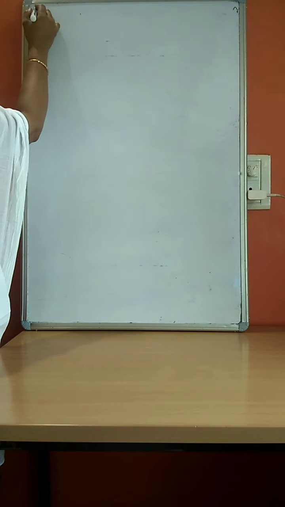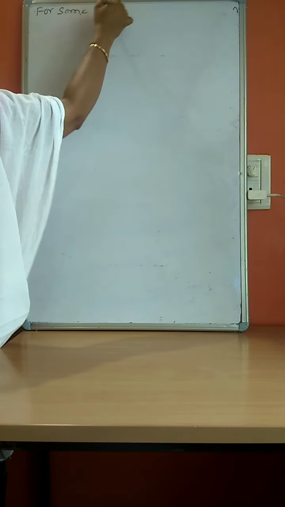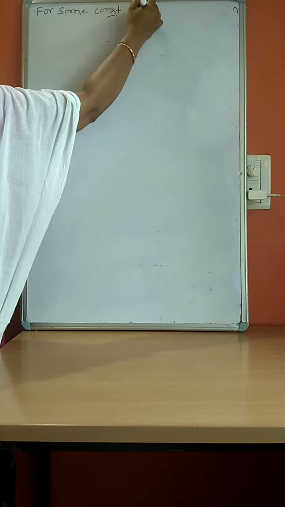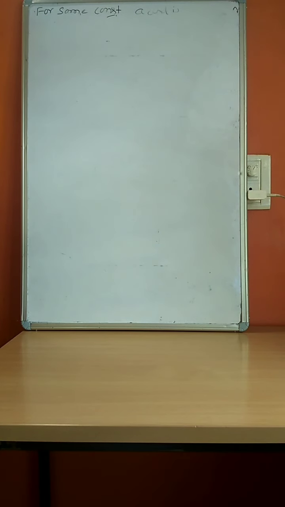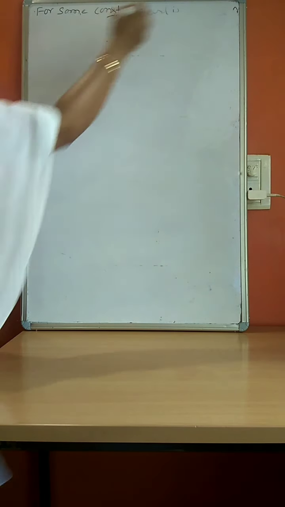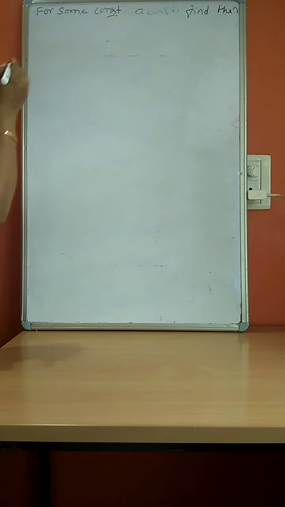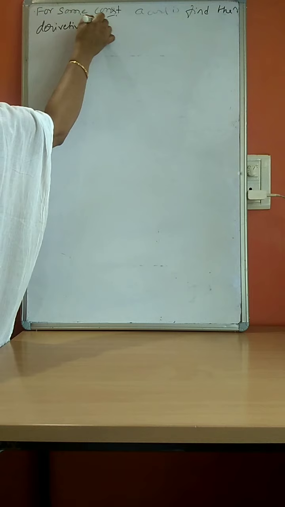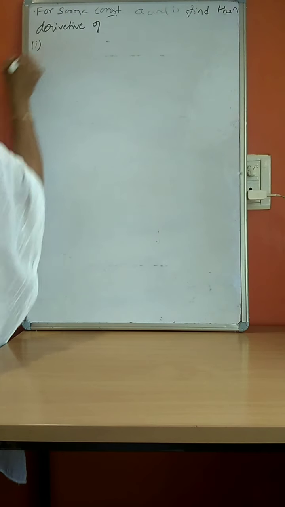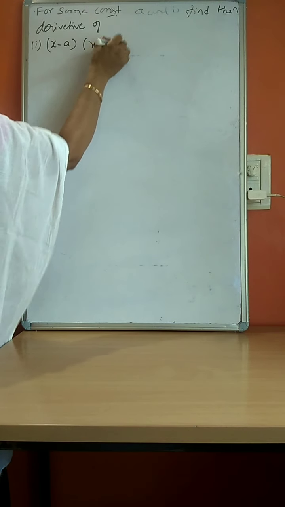Okay, seventh problem. For some constants a and b, find the derivative of the first one: x minus a, x minus b.